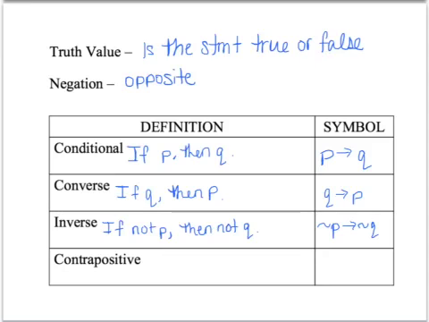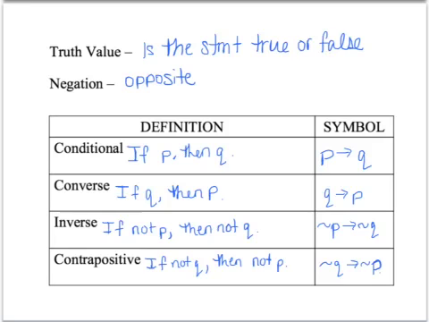Now, can you think of the only combination that you have left for a contrapositive? It's going to be when you switch the inverse, basically. If not Q, then not P. So we say not Q implies not P.